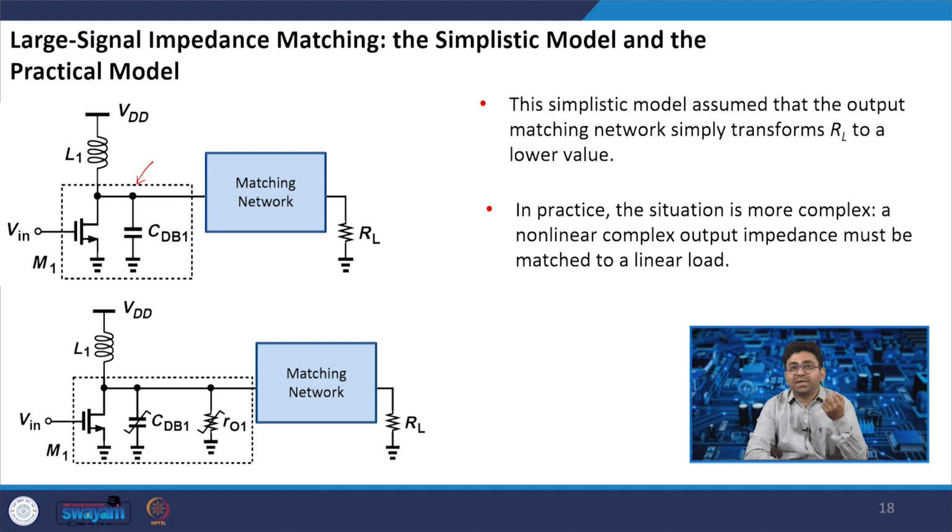Now, this simplified model assumes that the output matching network simply transforms RL to a lower value. So, this matching network just transforms RL to the lower value, which we have simplified. But in practice the situation is more complex. A non-linear complex output impedance must be matched to the linear load, because there are capacitors and the impedance is also associated.